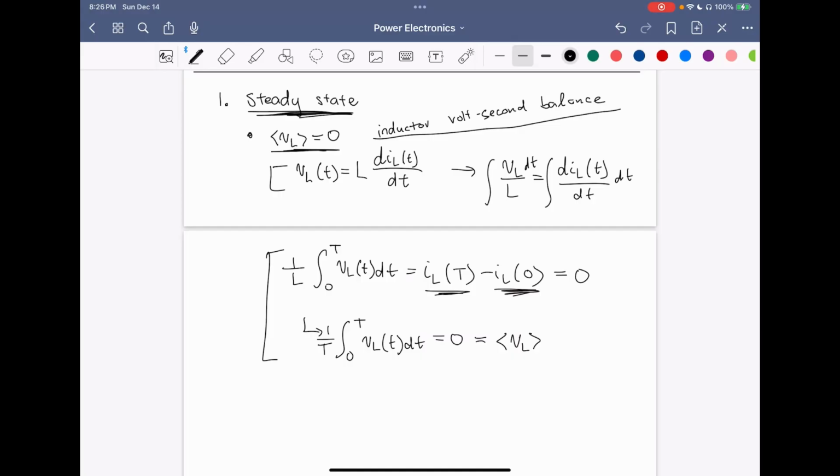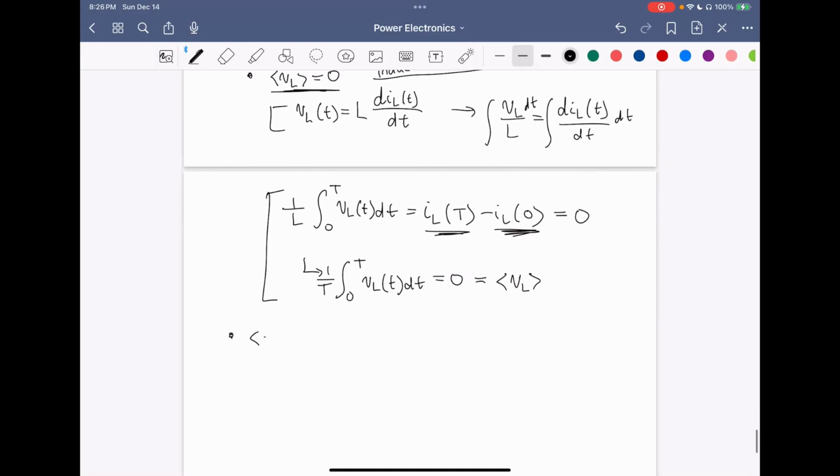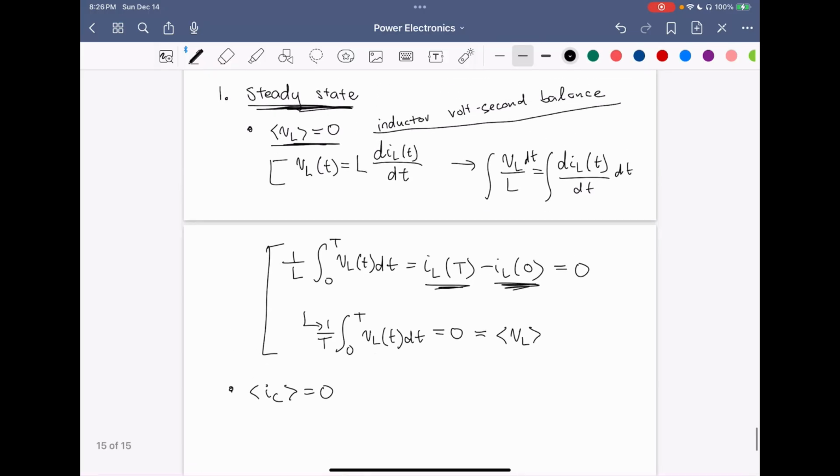So by the same token, we'll find that the average capacitor current across one period is equal to 0. We can do the same exact analysis, but instead of the inductor characteristic equation, we use the capacitor characteristic equation, which is I equals C dV/dt. So this principle is also very important, and it's called the capacitor charge balance. These two principles are very essential for analyzing switch mode power converters.